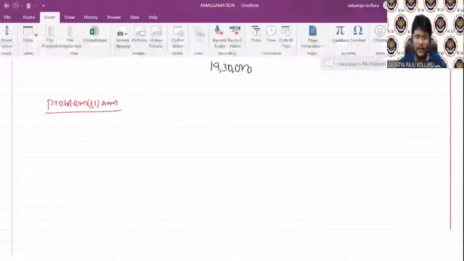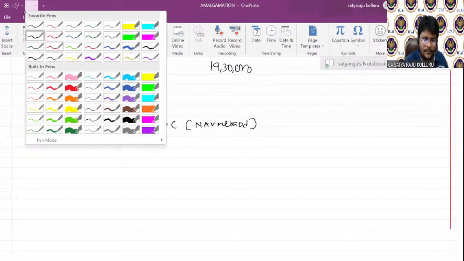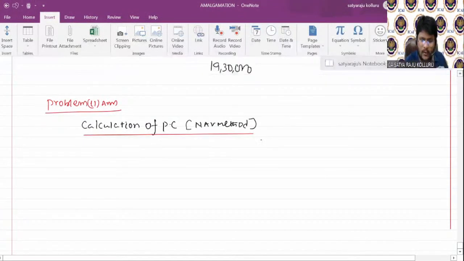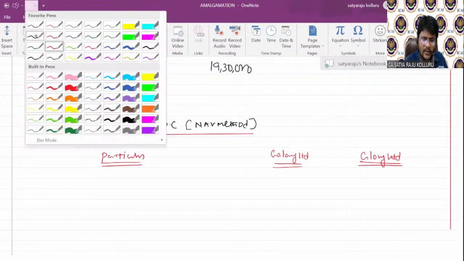Okay, come here. First, calculation of PC. Calculation of purchase consideration, in brackets NAV method. Method of PC is NAV. So, particulars: there are 2 selling companies here, and you need to calculate for both the companies. One is Galaxy Limited, another one is Glory Limited.